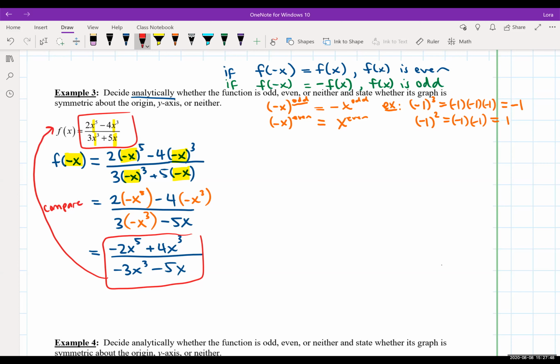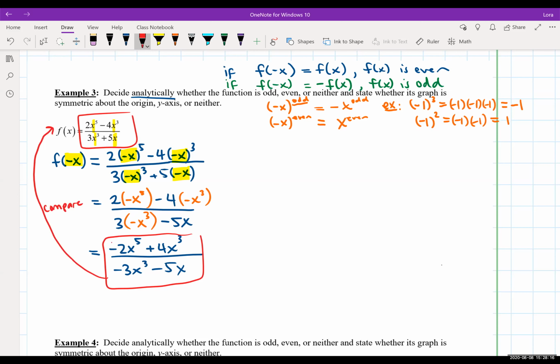So all I do is I scan the numerator. All the terms will be the same, except sometimes the signs will change. So if you're looking at this and you're noticing, well, negative 2x to the fifth, that's positive 2x to the fifth from the original function. So it looks like the signs in the numerator have changed completely, as did the signs in the denominator. They all switched at once.